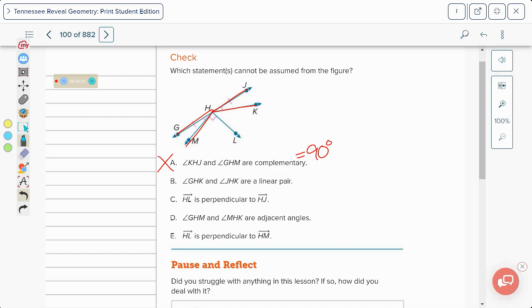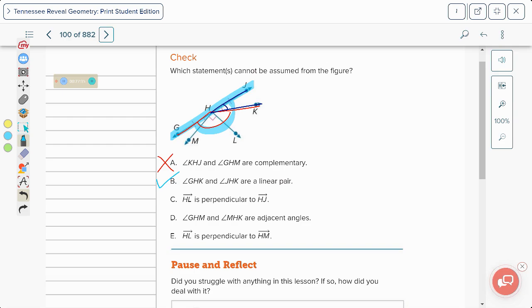Now for statement B. B says GHK, so this entire angle here, and JHK, this angle here, are a linear pair. So it's asking when they come together, do they form a line? Well, if we look here, they in fact do, and we can even connect those angles that way. So that is a true statement that can be assumed.